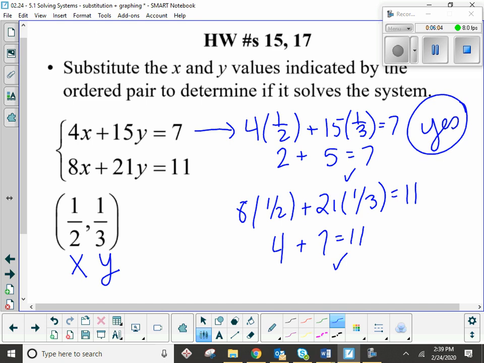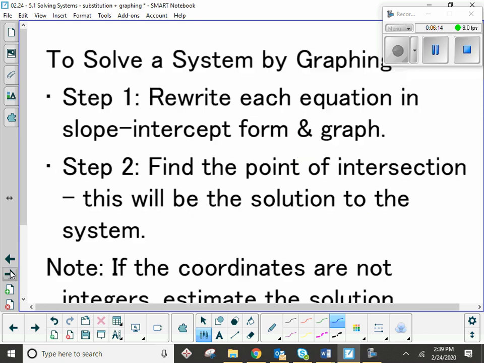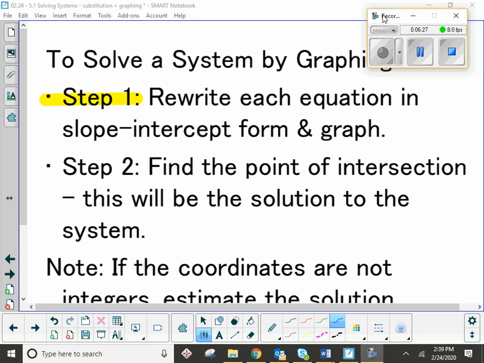So now that we know the basic idea about how a solution works in the system, we're going to find our own solution. And the first method is by graphing. Okay? So here are the steps for graphing. The first step is to rewrite each equation in slope-intercept form and graph it. So let's do a real quick review of slope-intercept form.